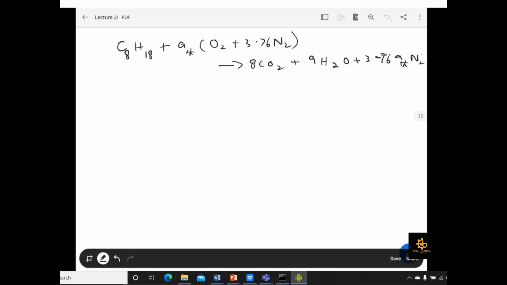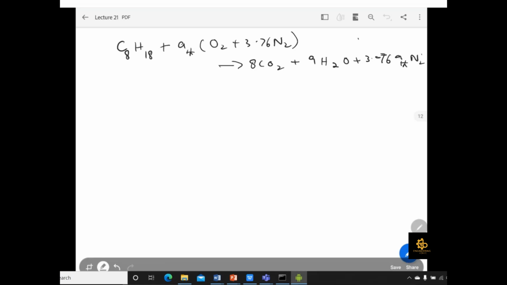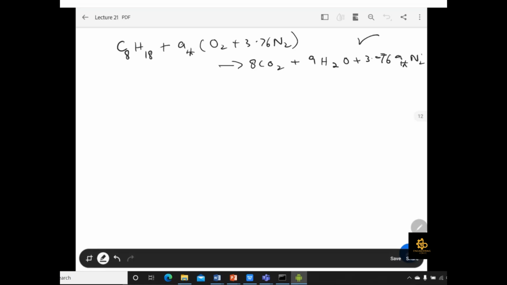Okay, so this we already discussed whenever we are talking about the theoretical or stoichiometric equation. There is no O2 present on your product side, and also, if you notice, there is no carbon monoxide as well. So this is how we can generate the stoichiometric equation. This equation I will provide in your exam as well, whenever you see this type of question.